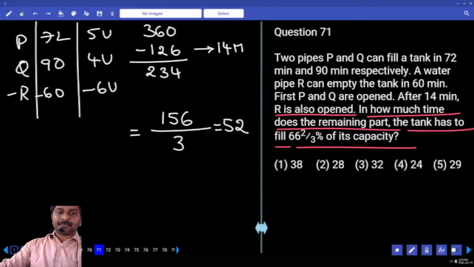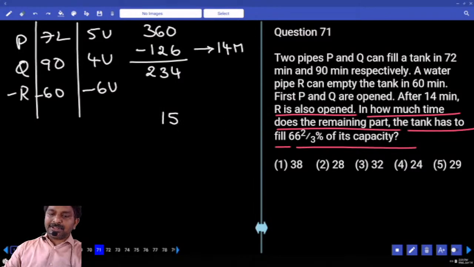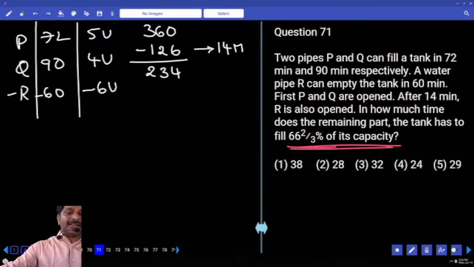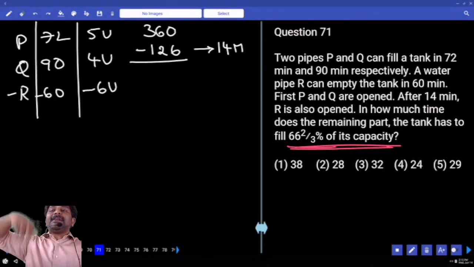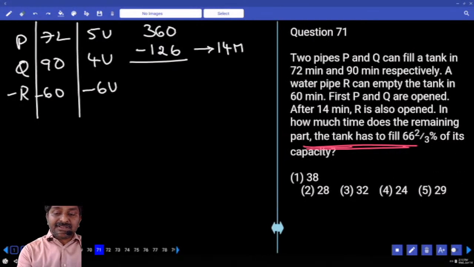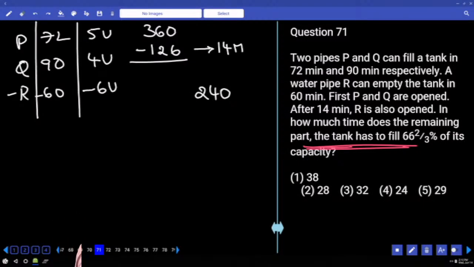I think they're not talking about 66 2/3% of the remaining tank. They are talking about 66 2/3% of the total tank. Let's see that. Right. Already 126 units are over. Filled. Am I right? Now if you calculate 66 2/3% of the total tank, what is the total tank capacity over there? 360. 1/3 is 120. 2/3 is 240. So we just need to fill 240 only, right? Out of 240, already 126 is done. How much is remaining? 114. Correct?